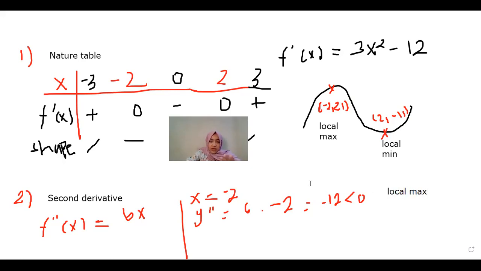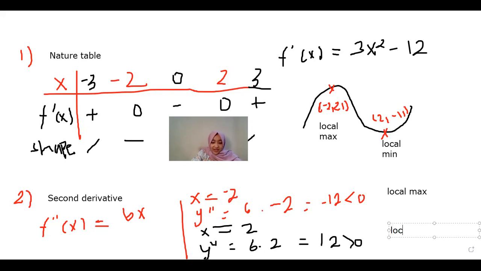So the rule is contradictive. If the value is less than 0, the nature of this point is a local maximum. Don't get confused about the second derivative way. Okay, so let me continue using black ink. If x is 2, the second derivative value will be 6 times positive 2, which is 12. Okay, so 12 is more than 0. So the nature of this point is a local minimum. Remember that the rule is contradictive.